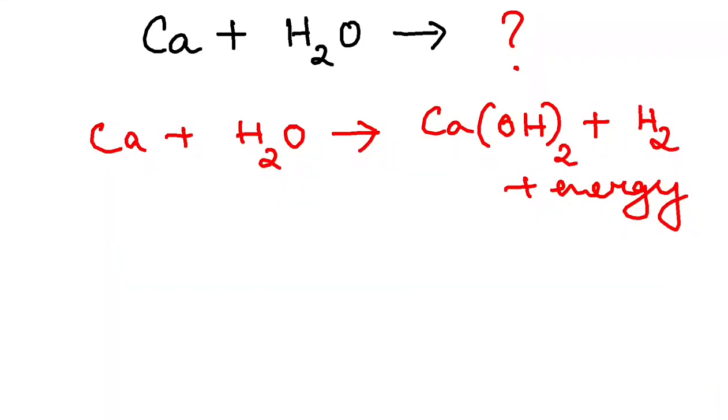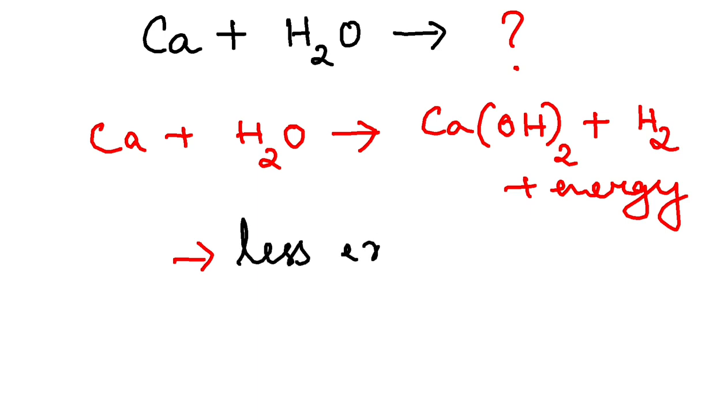The reaction of calcium with water is less exothermic. As you can see over here, the reaction goes like this: Ca plus H2O gives you Ca(OH)2 plus H2 plus energy. H2 is hydrogen gas, and calcium hydroxide is being formed. Now interestingly, this is less exothermic. Let me write it for you so that it's clear.